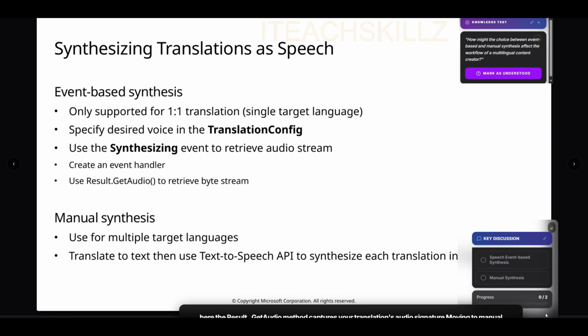Moving to manual synthesis, which is like translating a novel into multiple languages, you first convert each translated text into speech using a text-to-speech API.